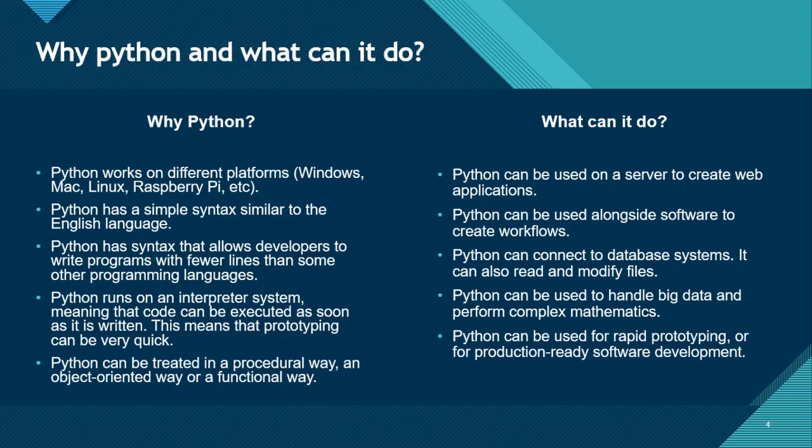And Python runs on an interpreter, so that's a different thing. Normally programming languages like C++ and Java have a compiler, but Python has an interpreter system, meaning that the code can be executed as soon as it is written. This means that prototyping can be very quick. Python can be treated in a procedural way, an object-oriented way, or a functional way. So it is object-oriented programming and also procedural programming.